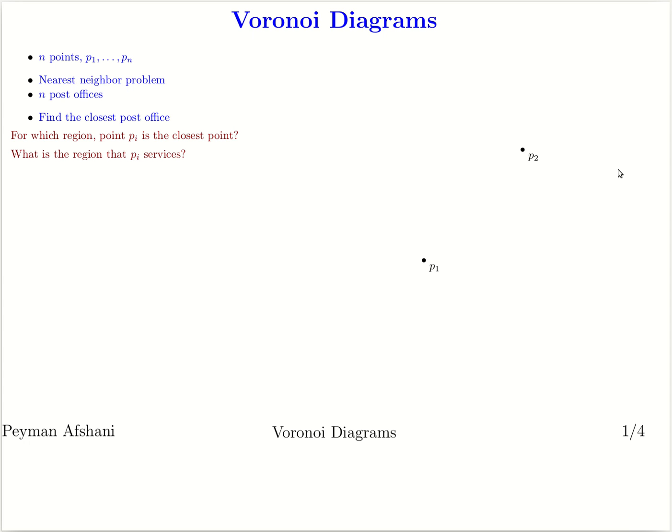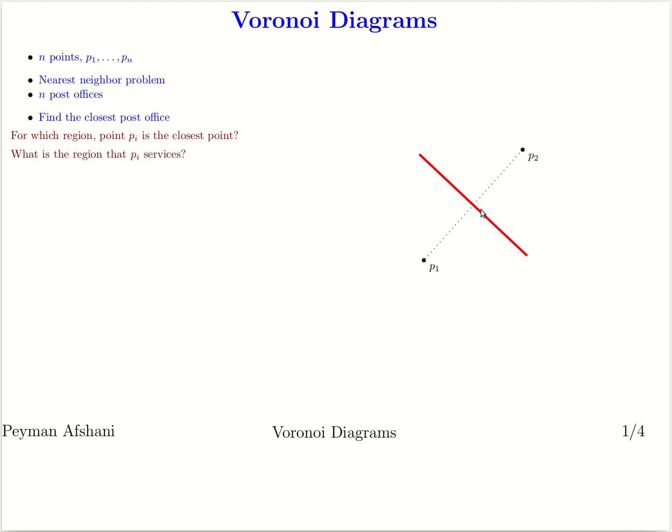To see how they connect to Voronoi diagrams, let's consider two related questions. For this point Pi, we could ask which region this point Pi services. In other words, for which region the point Pi is the closest point. If we have 2 points only, then these two questions are easy to answer.